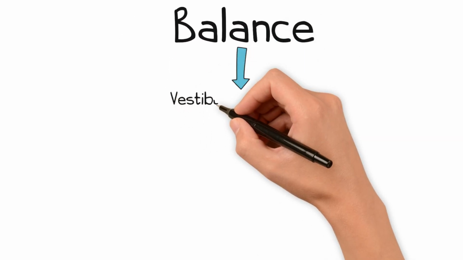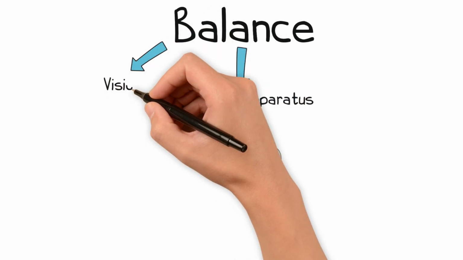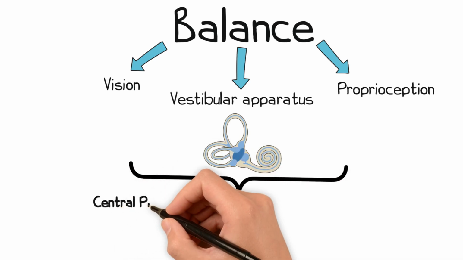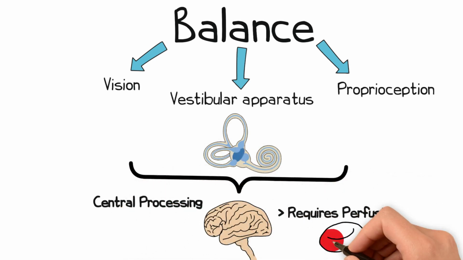Balance requires the integration of a number of different sensory inputs, which include the vestibular apparatus of the ear, but also vision and proprioception. These must be processed and integrated by the brain, which itself must be sufficiently perfused to execute this function. Therefore, disorders of any of these inputs, or with the central processing or perfusion, can cause disequilibrium.